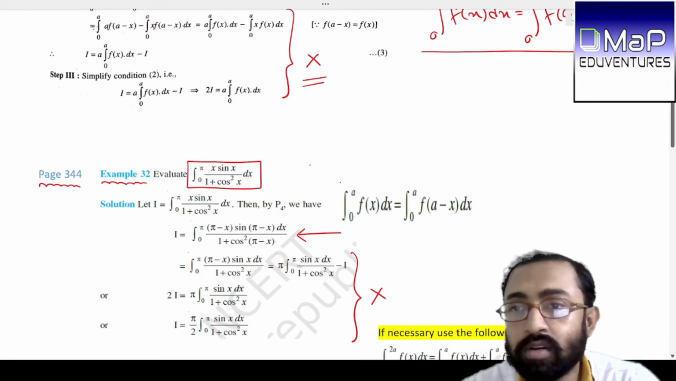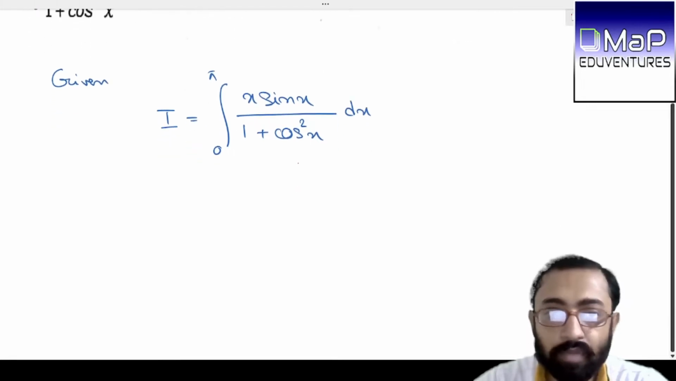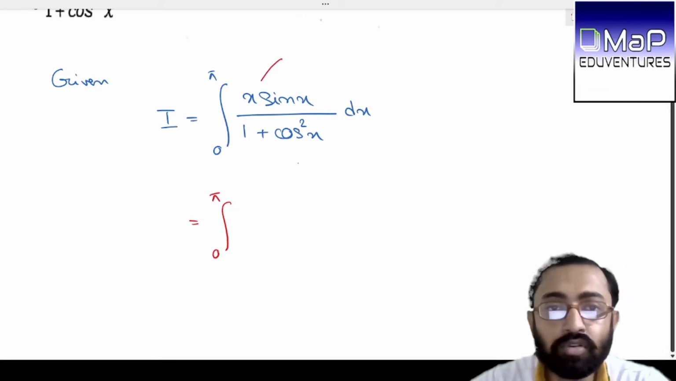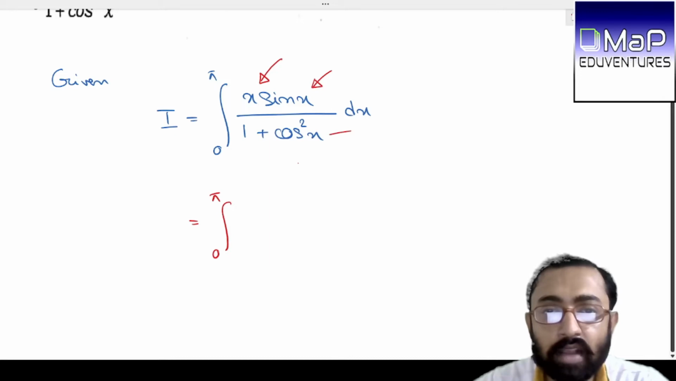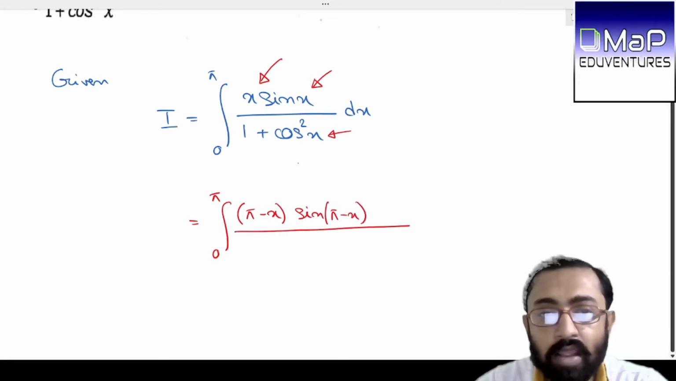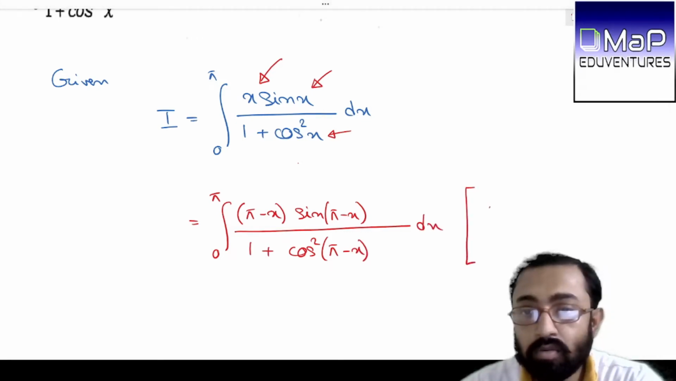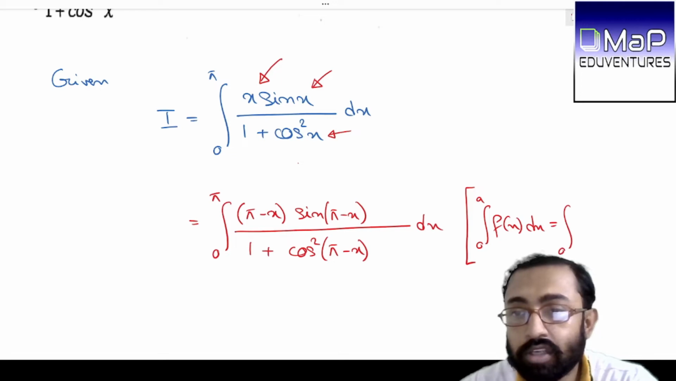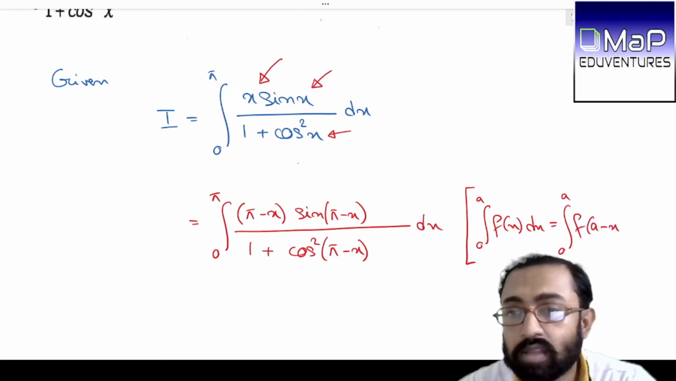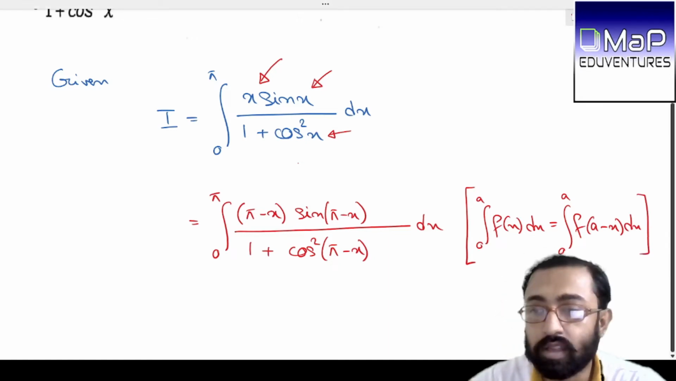Now let us move on to the question and see what we will do. So first of all, we will use the property, there is no doubt. Wherever you see x, actually there are 3 x's, we will replace by pi minus x: pi minus x, sin of pi minus x, divided by 1 plus cos square of pi minus x dx. The property we are using is integration 0 to a f of x dx equals integration 0 to a f of a minus x dx. So this is the property we are using here.